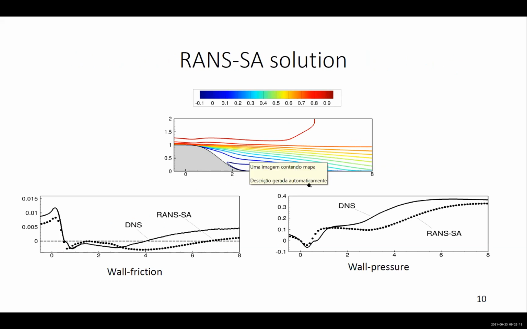You can see that the recirculation bubble, as Pedro pointed out before, tends to be much longer than the actual data coming from a DNS, for example. Here for the wall friction, we can see that the recirculation bubble length is around 7, whereas the DNS is around 4. So there is a large gap between those two solutions, so there is room for data assimilation.